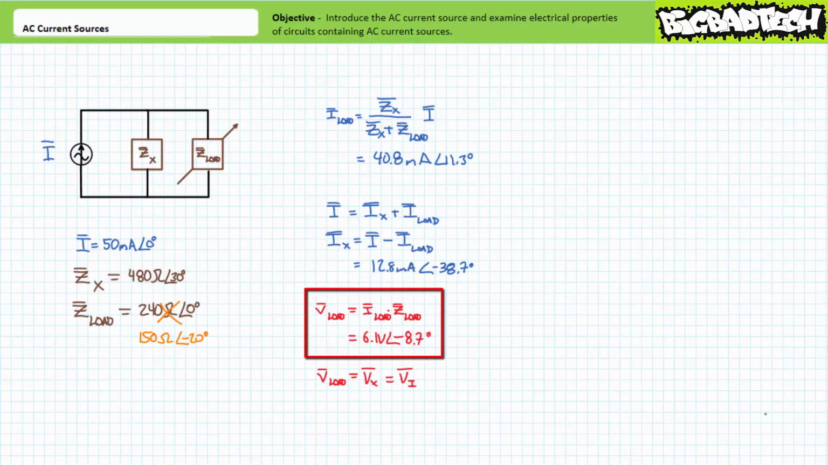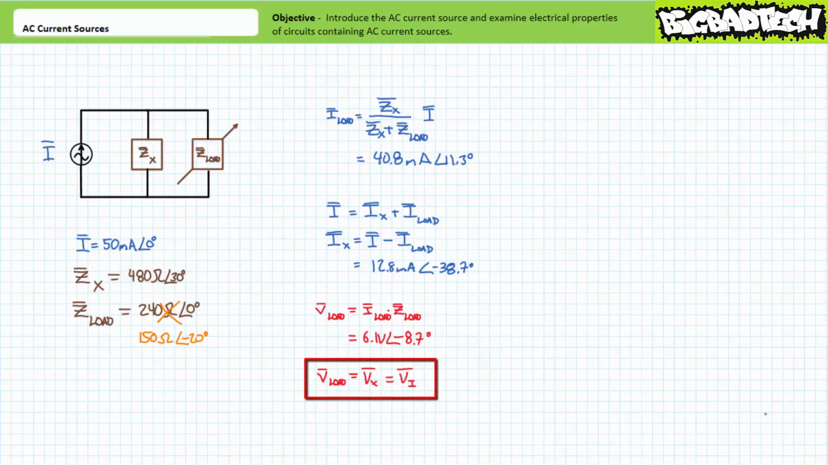An application of Ohm's law demonstrates the voltage across the parallel combination of the variable load impedance and the fixed impedance to be 6.1 volts at an angle of negative 8.7 degrees. This voltage drop must be caused by an equal and opposite voltage rise of 6.1 volts at an angle of negative 8.7 degrees produced by the current source.